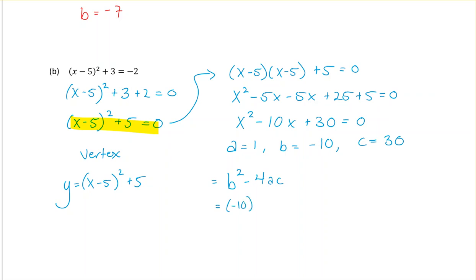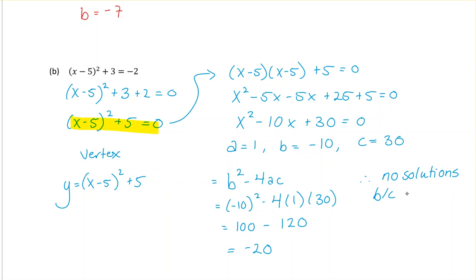Okay, negative 10 squared minus 4 times 1 times 30. That's 100 minus 120, which is equal to negative 20. Now, going off what we know about the discriminant, if this is negative, therefore we have no solutions, because the discriminant is negative. So you don't have to use the entire quadratic formula in order to come up with that.